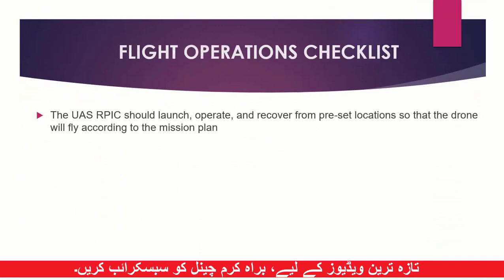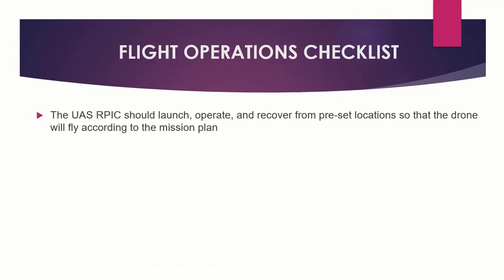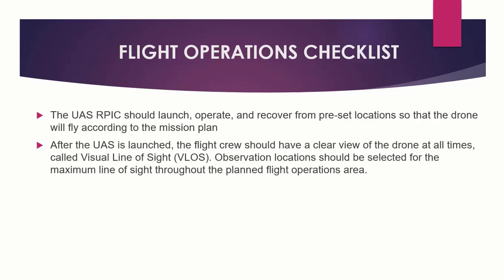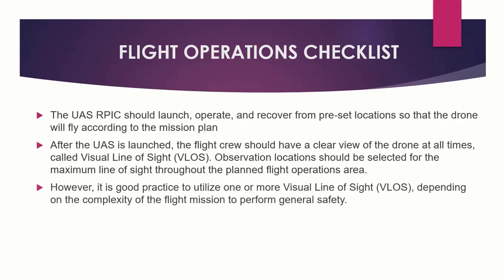The UAS remote pilot in command should launch, operate, and recover from preset locations so that the drone will fly according to the mission plan. After the UAS is launched, the flight crew should have a clear view of the drone at all times, called visual line of sight. Observation locations should be selected for the maximum line of sight throughout the planned flight operations area.